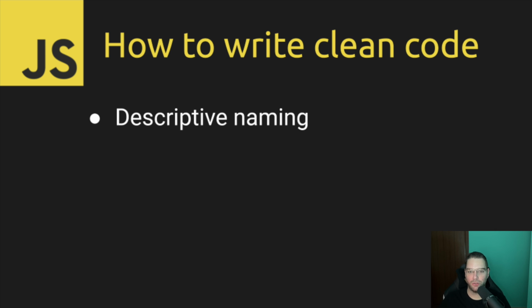Now let's see how to write clean code. A few keys before going with examples. First, descriptive naming. Naming that shows intention, avoiding abbreviations or ambiguous names. Be consistent. Use the same terms for the same things in different places.